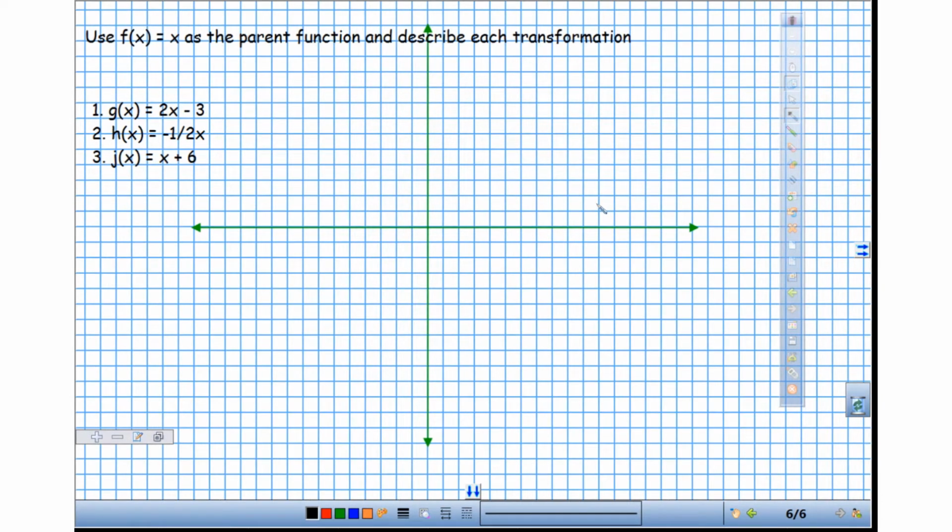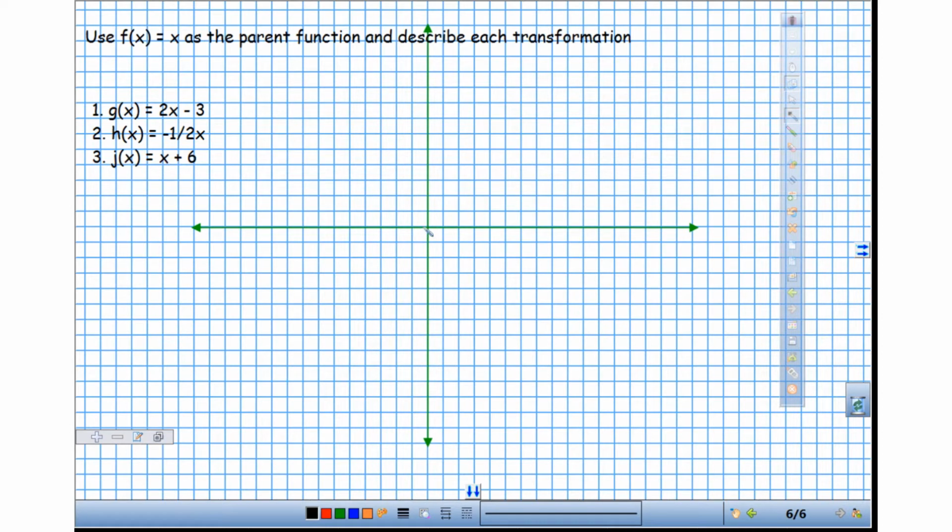Okay, so we're going to use f of x equals x as the parent function. We talked about parent functions already. Parent functions just mean those are the main functions, and then everything else branches off of it. And then we're going to transform these things and talk about what's happening. It's pretty simple. F of x just means y. Okay, it means y equals x.